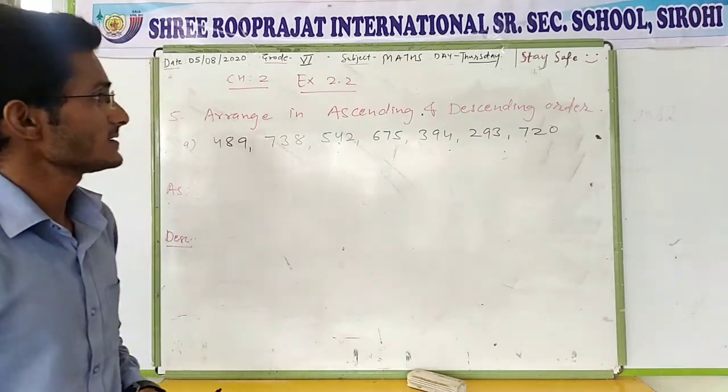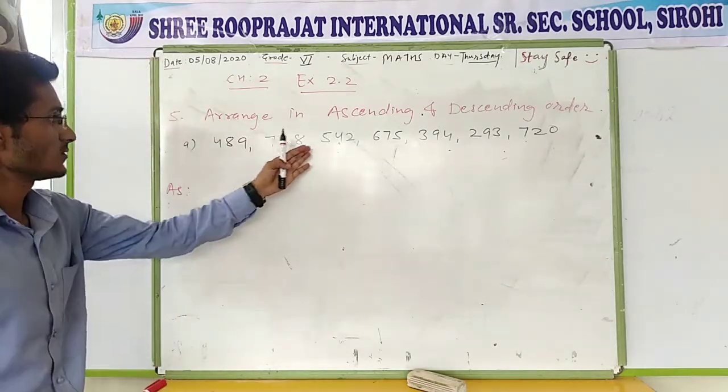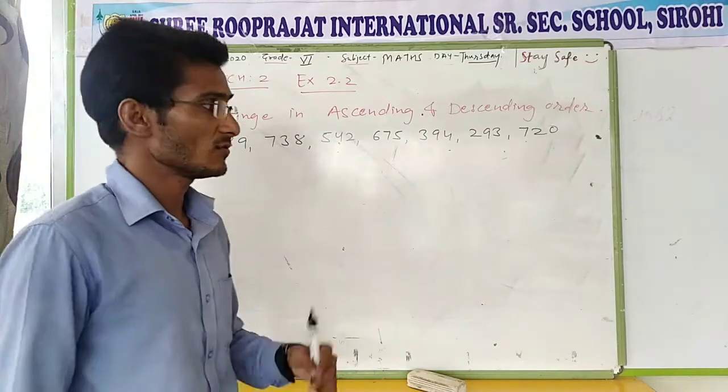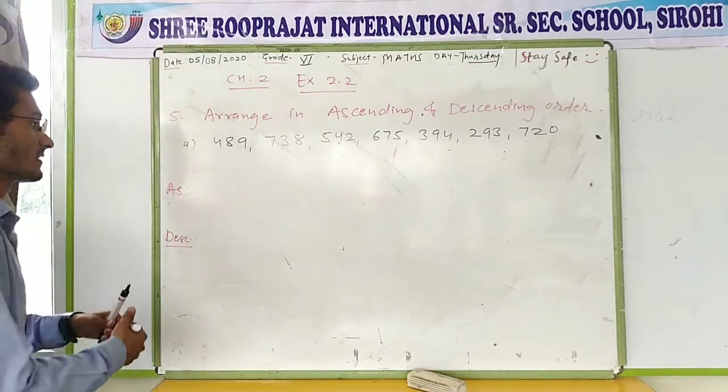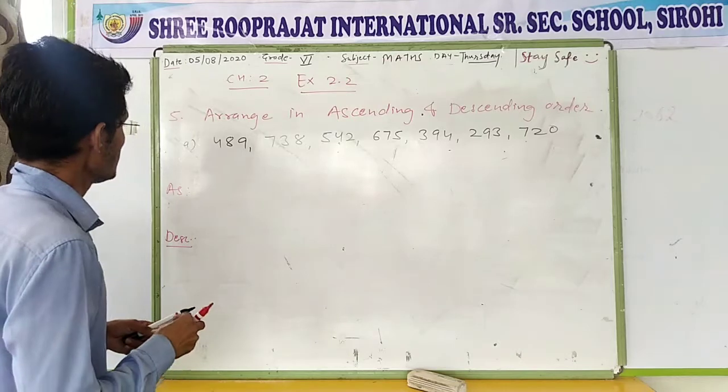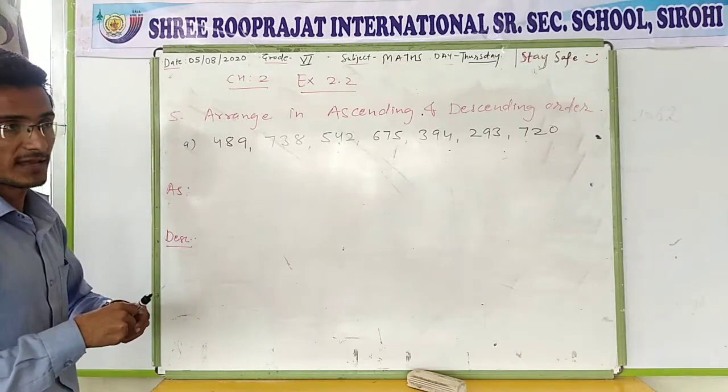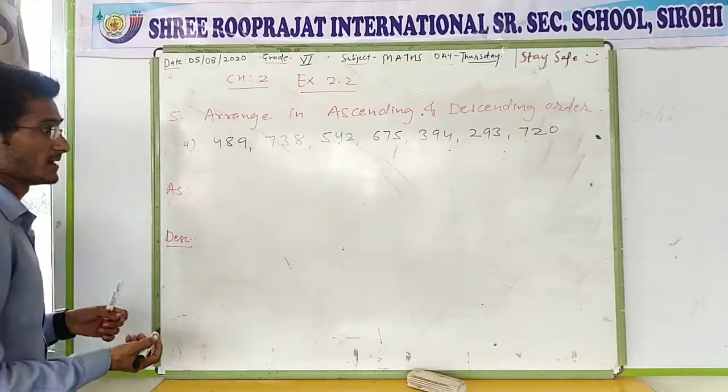Arrange in descending and ascending order. So there are 6 numbers given. You have to arrange them in both orders, ascending and descending. First of all, we are going to arrange in ascending order, that means small to big. So first of all, you have to write the smallest number.